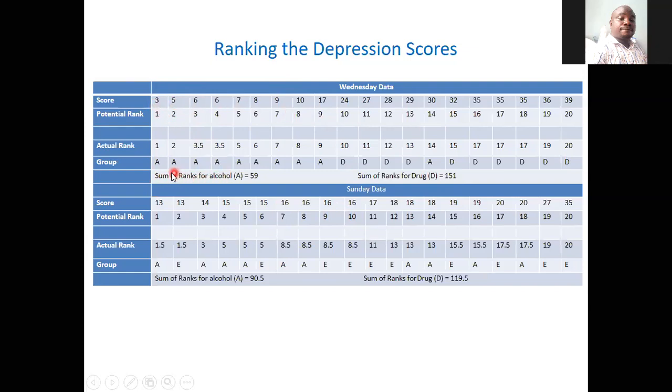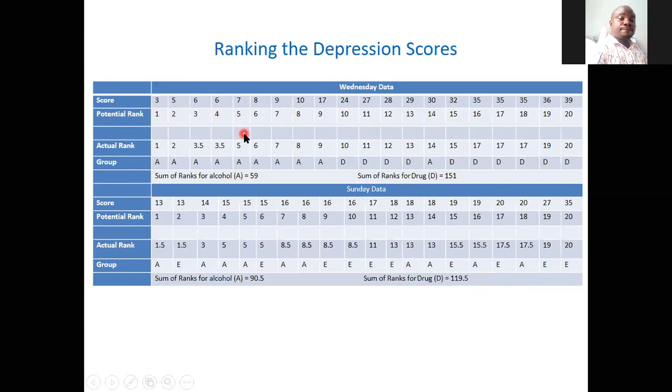The alcohol, the first 10 alcohol, the next 10 drug, the same thing here. So if you look at the horizontal now, it's 20. So you just put the values. You now give them rank. Begin to give rank. Potential rank, that is, you begin to rank them 1, 2, 3, 4, 5.